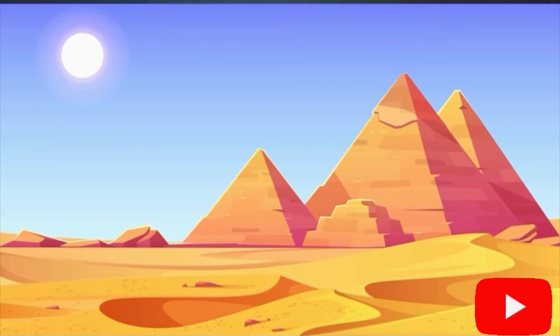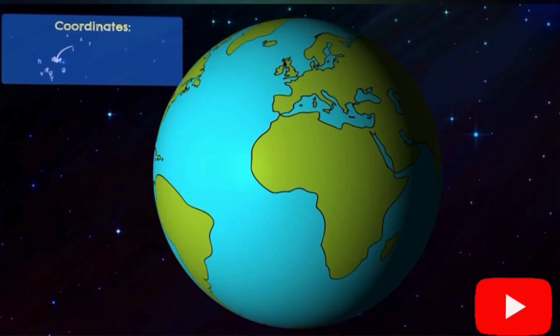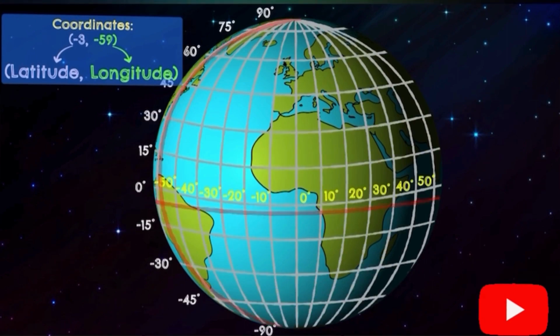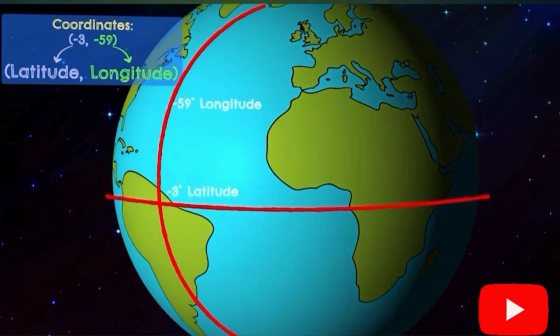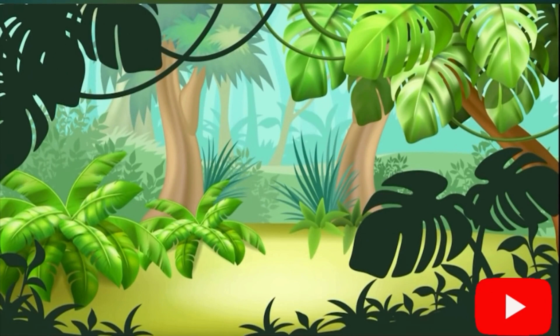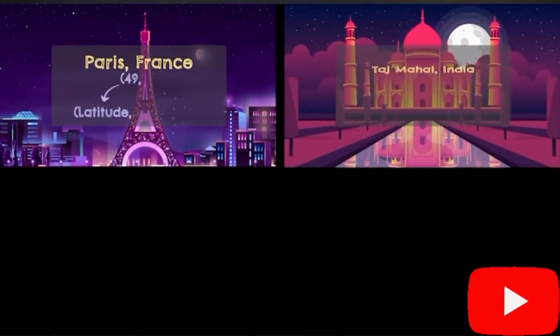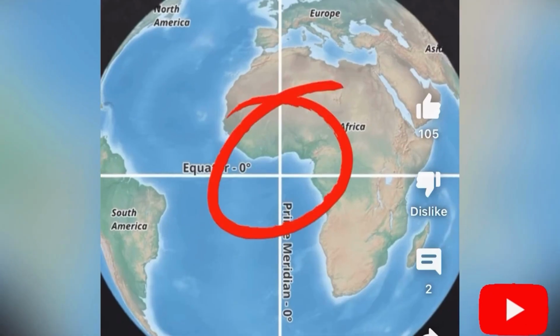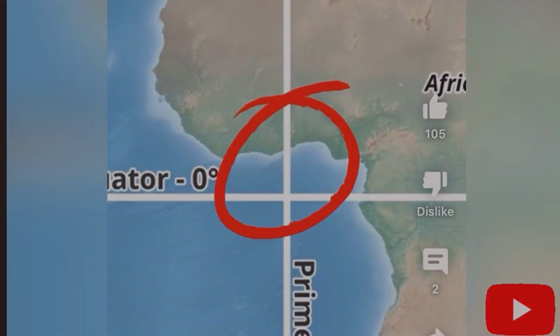And in the same way, if I asked you to look for another mystery place with coordinates of -3 and -59, you would look for the latitude line at -3 degrees and the longitude line at -59 degrees. And where these two lines meet, you would find our second mystery place, the Amazon rainforest. So, as you can see, each place on Earth has its own unique set of coordinates. So, what exists at the location where the equator and the prime meridian cross each other?